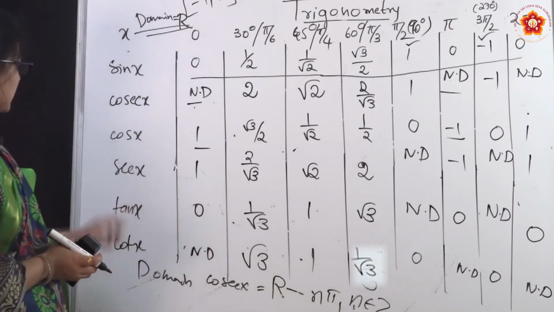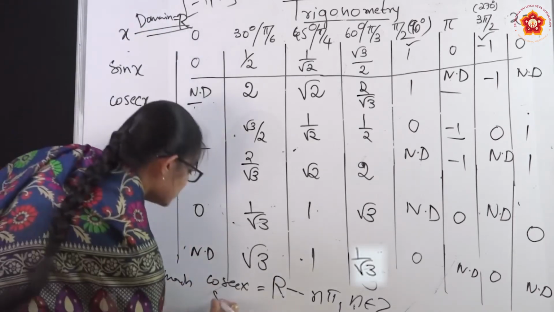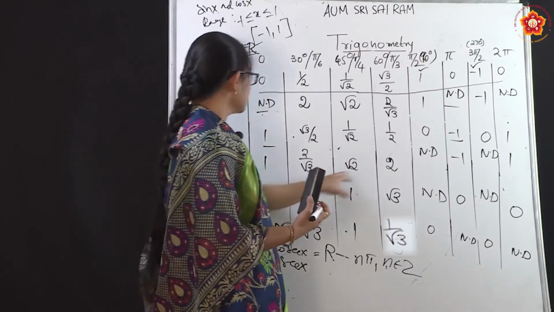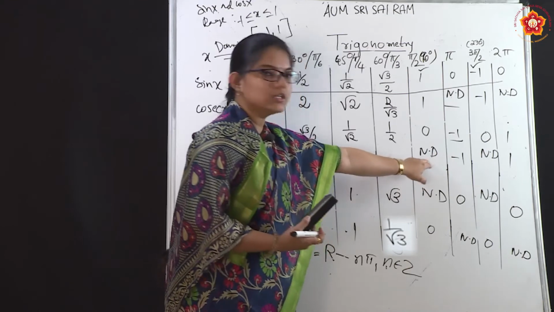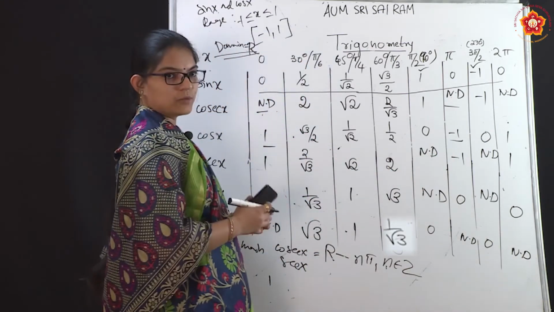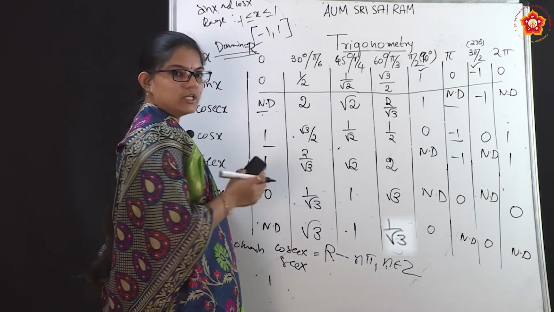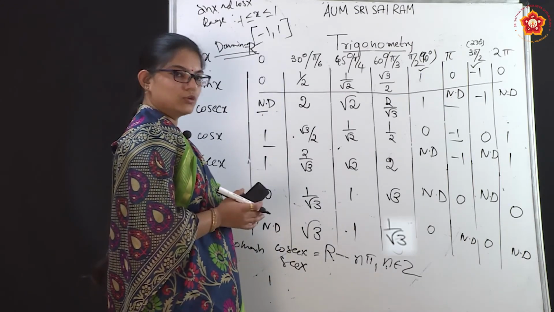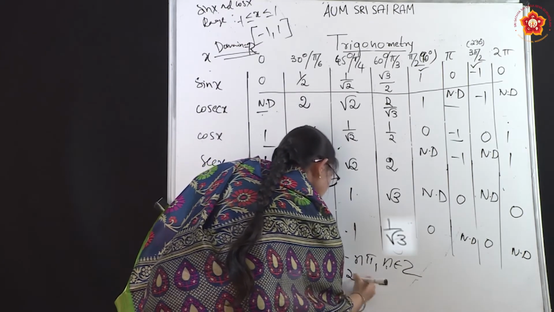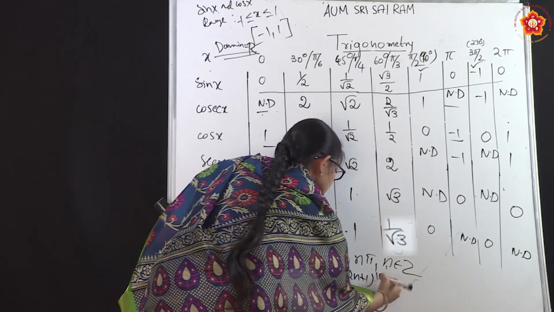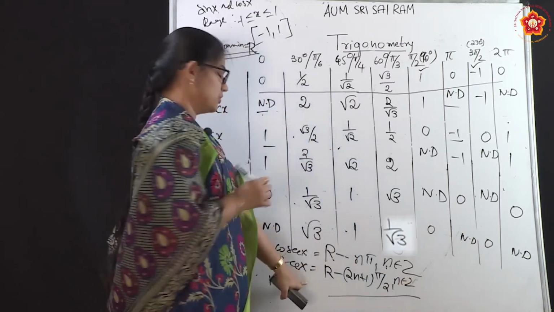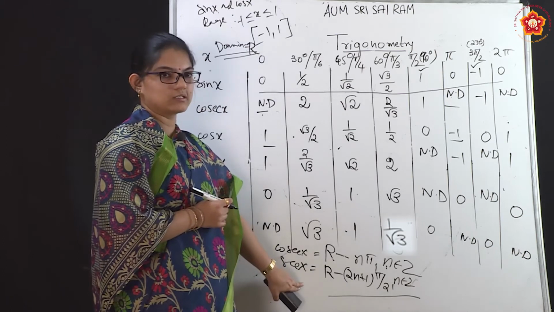Similarly, you can see the secant x. The domain for secant x: where it is not defined, remove that. It is not defined for all the odd multiples of pi by 2, so you remove such numbers from the real line, and you get the remaining set, which is the domain for secant x. That is R minus the odd multiples of pi by 2, that is (2n+1)pi/2 for n belonging to Z. This is the domain for secant x.